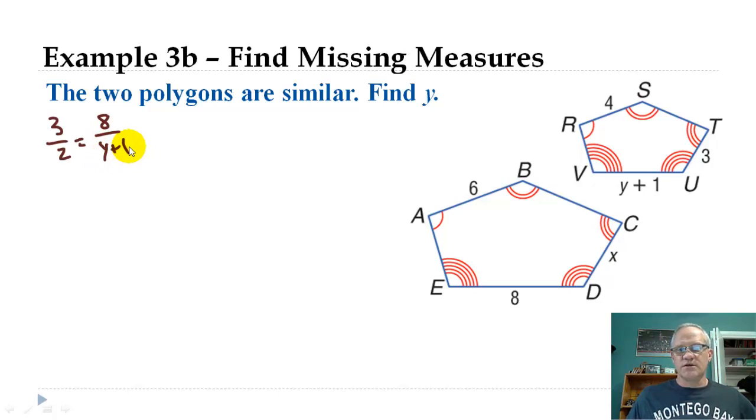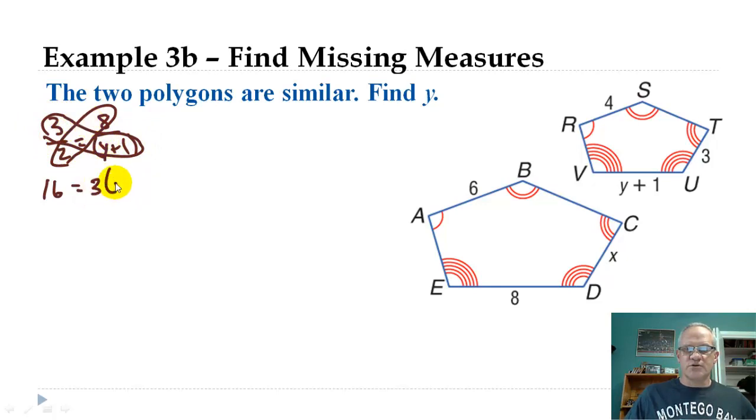And so we could write it like that. You've got 6 over 4, or 3 over 2, equal to 8 over y plus 1. And now we do what? Cross products again, the cross multiplying. So we're just going to do 8 times 2 is 16. And then remember, since this is a binomial down here, y plus 1, put parentheses around that.